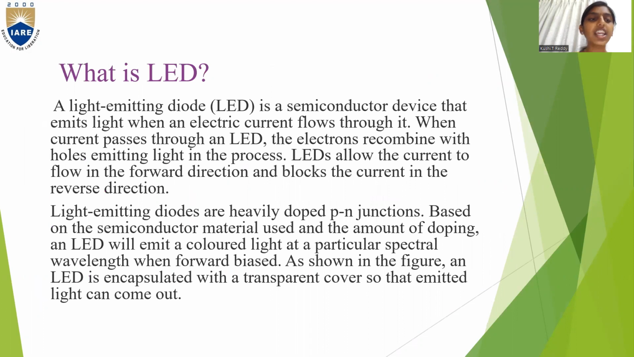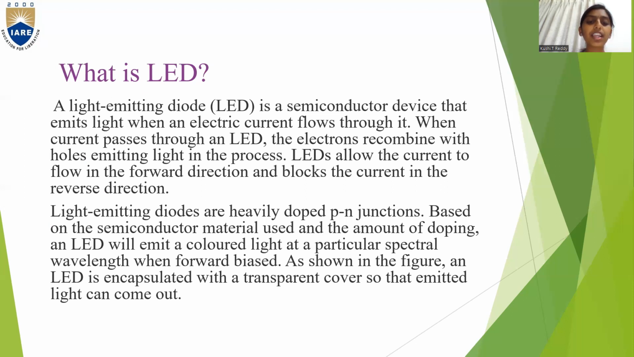So, what is LED? A light emitting diode is a semiconductor device that emits light when an electric current flows through it. When current passes through an LED, the electrons recombine with the holes, emitting light in the process. LEDs allow the current to flow in the forward direction and block the current in the reverse direction. Light emitting diodes are heavily doped PN junctions.